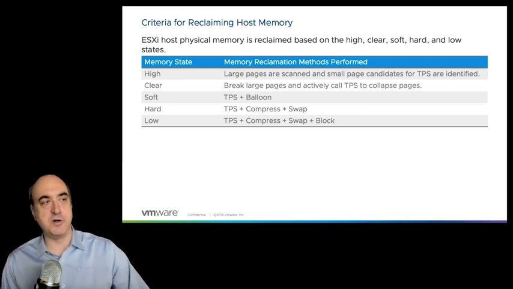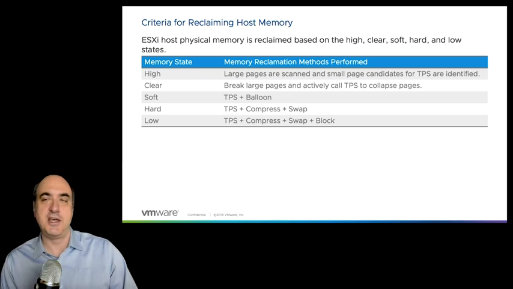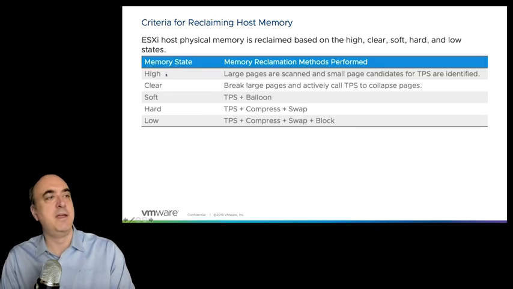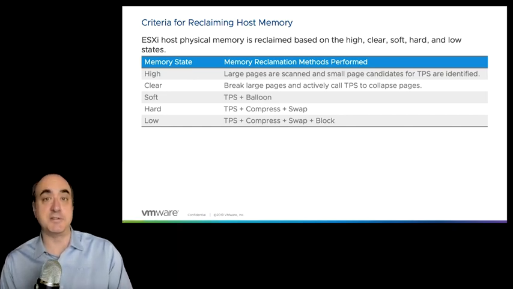Then there's also, well, what are the different stages that the system's going to then choose which reclamation technique to perform? So on a vSphere 6 and later system, there are 5 stages of memory, or memory states, that the system could be in, and that will determine which of the reclamation techniques the system will perform. So for instance, if the server is in its high memory state, we're not doing any serious memory reclamation. The system is actually healthy here, right? It has high amounts of free memory.